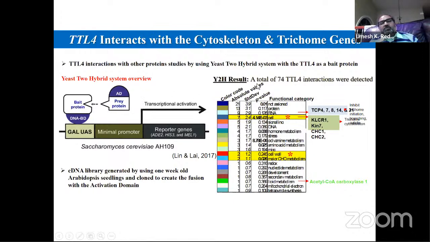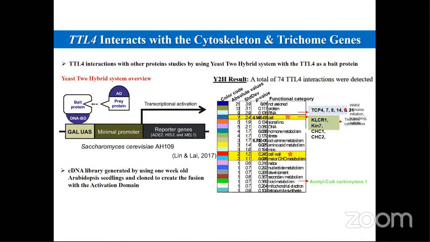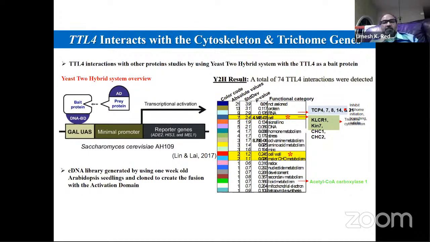So using yeast two-hybridization, we have identified 74 interactions. We have seen what these are. One is TCP transcription factors, which are very important for trichome development. And then there are a few other genes that were previously published. They were known to be involved in actin polymerization, which is very important. So these two genes are previously known to function in trichome morphology.